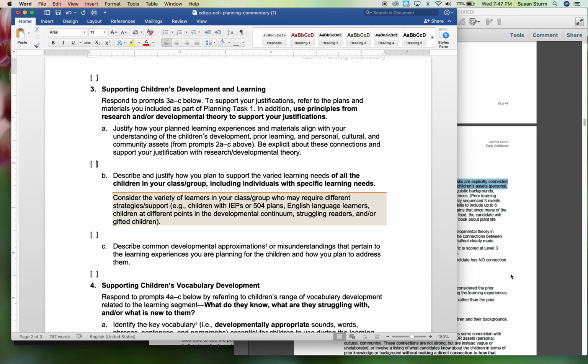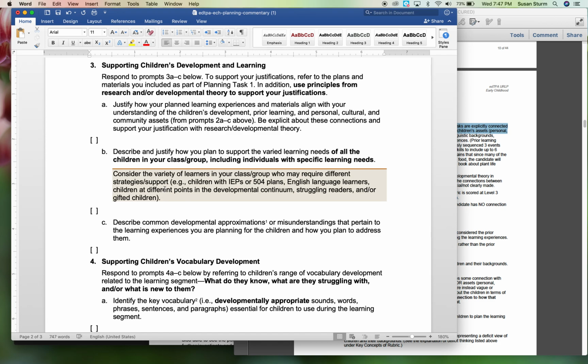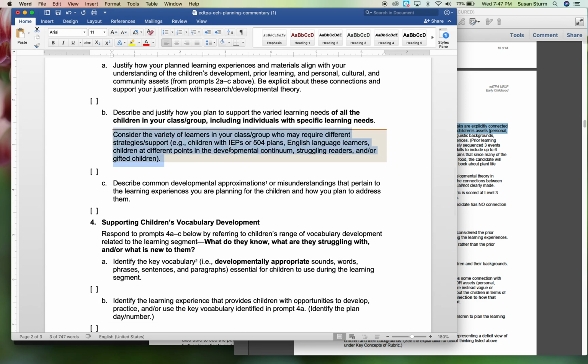And then down here in part B, it says, describe and justify how you plan to support the varied learning needs of all the children in your class or group, including individuals with specific learning needs. So this is actually a hidden 4-part question. 2 parts, describe and justify. 2 parts, whole class and individuals. So, and this is one of those ones where you have to talk about how you're addressing the needs of children with IEPs and 504s.